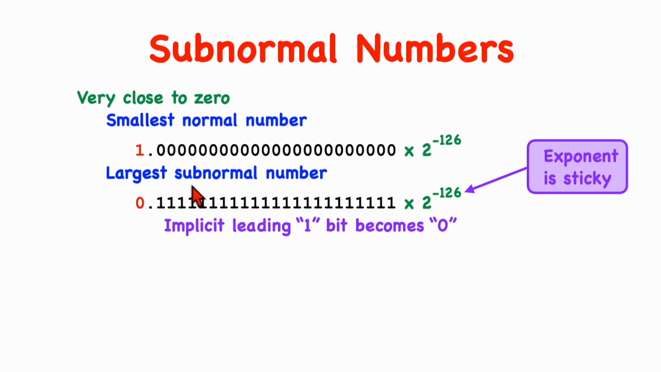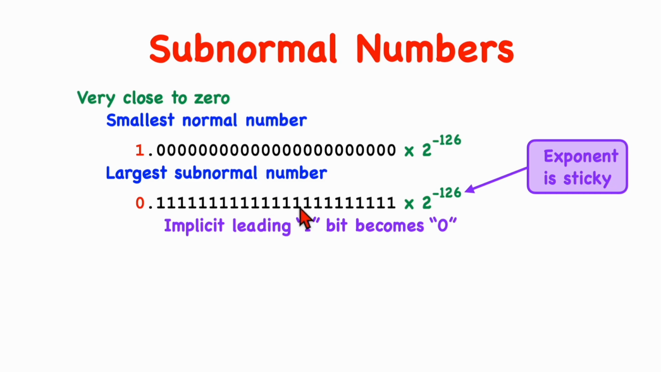And subnormal numbers are represented with an exponent field that's all zeros. And when our exponent field is all zeros, it's interpreted as the very same exponent, namely minus 126. So we can say the exponent is sticky, and it sticks at the smallest possible value. And with this particular subnormal number, we've got a mantissa of all ones. So you can see it's just slightly smaller than the smallest normal number.